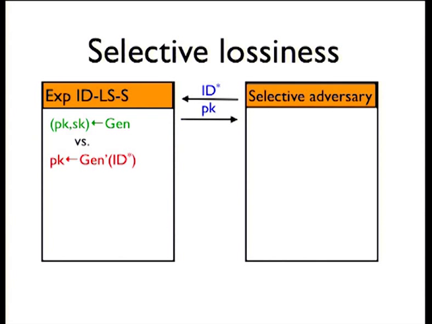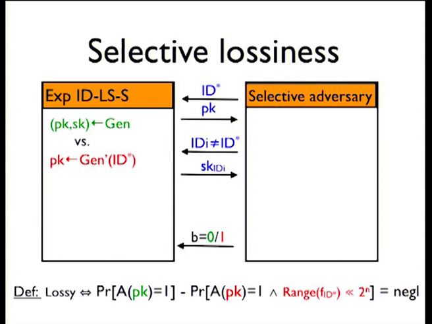Okay, and then everything pops out more or less naturally. So again, the adversary can make a couple of identity queries, and outputs a bit, and you define it as lossy if the adversary cannot distinguish these things. And in the red case, the range of the ID star function is small, is lossy.